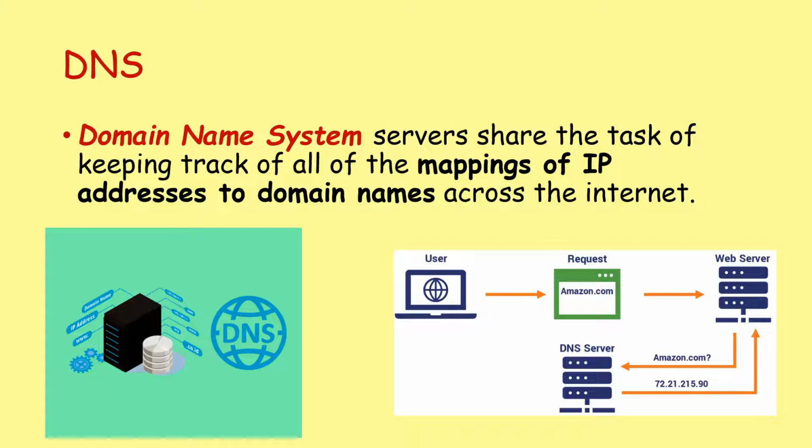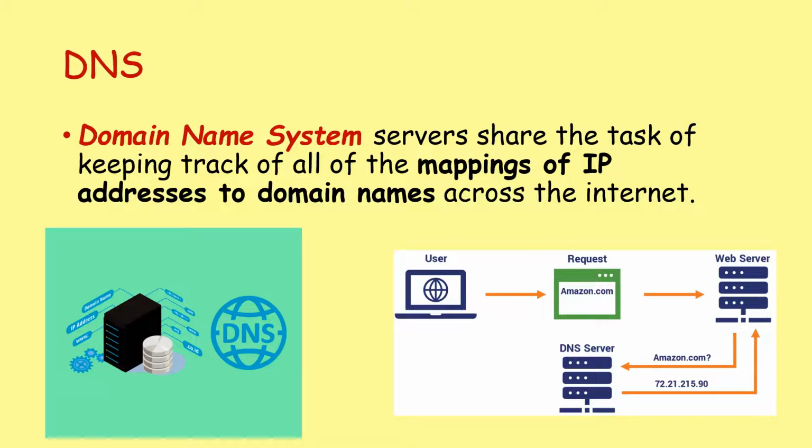The domain name system. Domain name system servers share the task of keeping track of the mappings of IP addresses to domain names across the internet. So as we should know, the human-readable URLs aren't really much good to the computer. Amazon.com here doesn't mean very much to the computer.